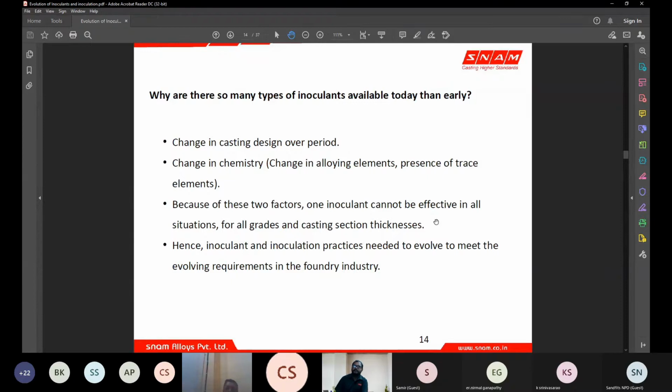So when the purity of charge mix changes, or there is a difference in chemistry and different types of grades come into the picture, the requirement of inoculant and the requirement of achieving properties varies. That could have been a driving factor where different types of inoculants came into the picture. Because of these two factors, one inoculant cannot do all the work. For various section thicknesses, a single inoculant cannot give equal or uniform properties throughout. So inoculation has evolved to meet the evolving requirements of foundries.